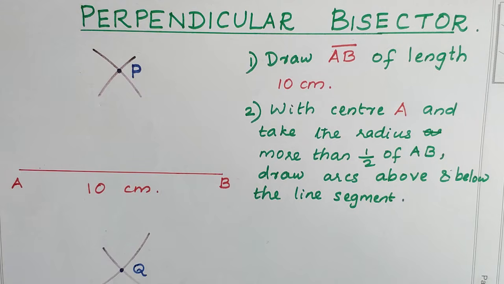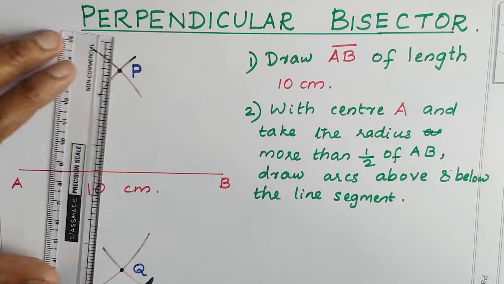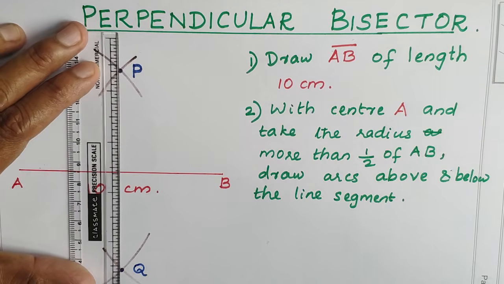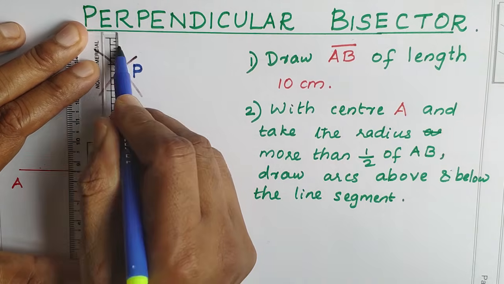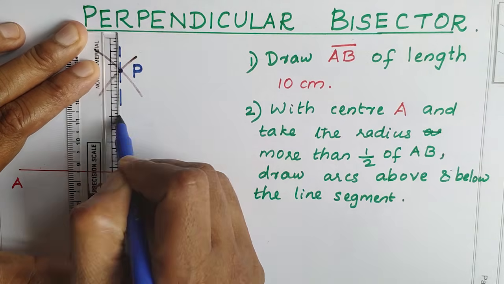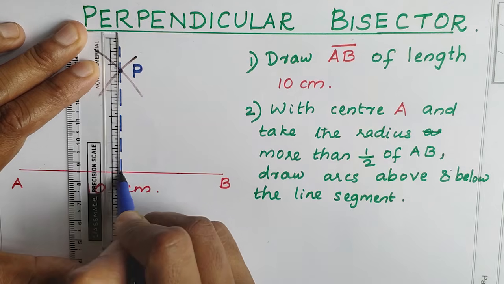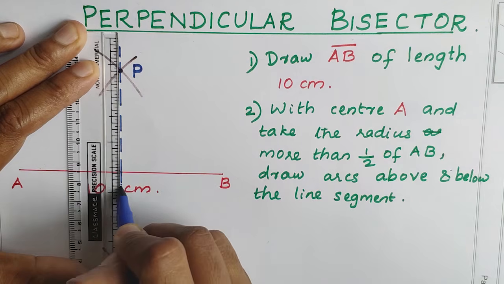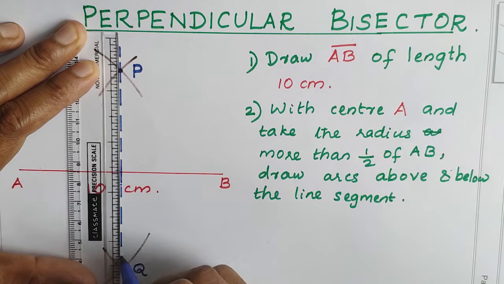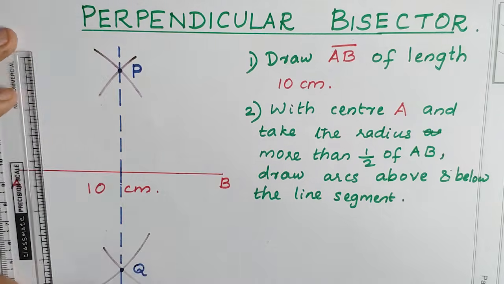Then join P and Q. Join P and Q. This is the perpendicular bisector of line segment AB.